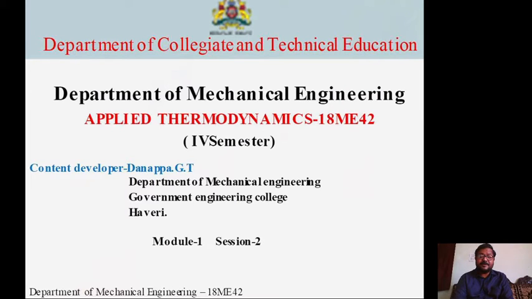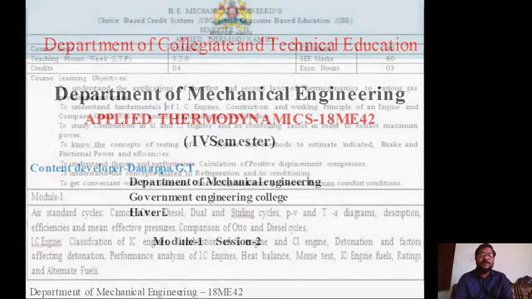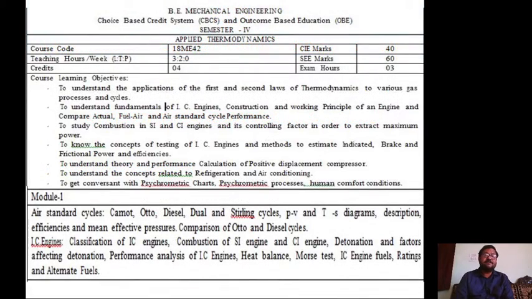In the applied thermodynamics session 2, we will discuss the Otto cycle. Here in the applied thermodynamics, whatever the course objectives are, the same objectives apply here also. The module 1 syllabus I also mentioned in the first session.